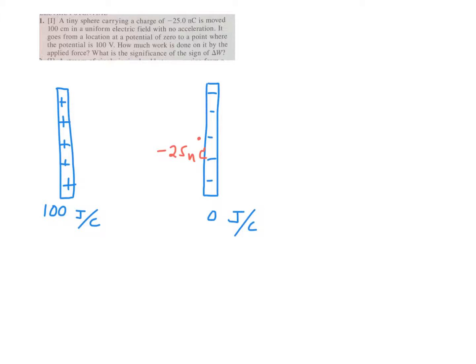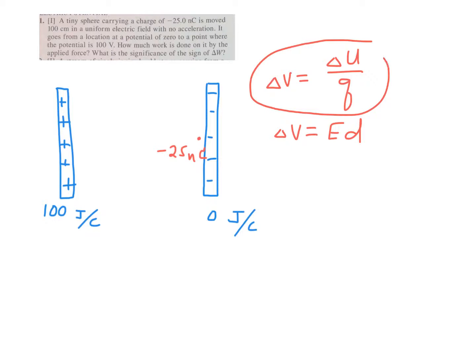Bottom line, one of the best equations to use that I'm looking at here is delta V equals delta U over Q. And we also know that delta V equals ED. But I won't be using the delta V equals ED. I'm going to be using just this delta V equals delta U over Q.